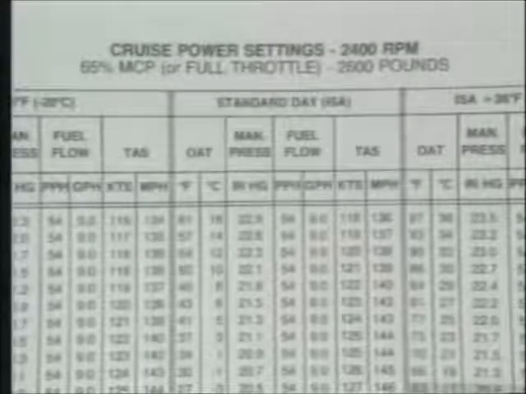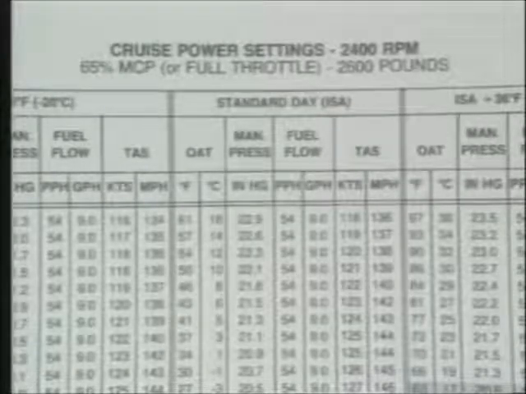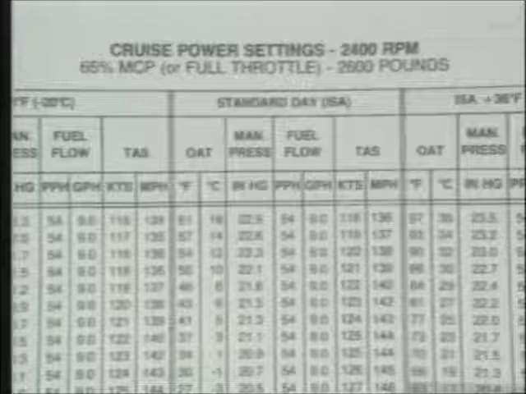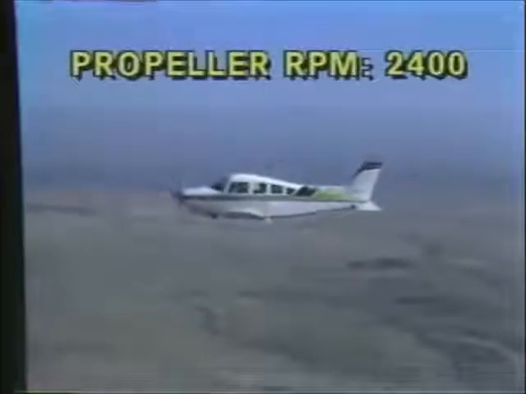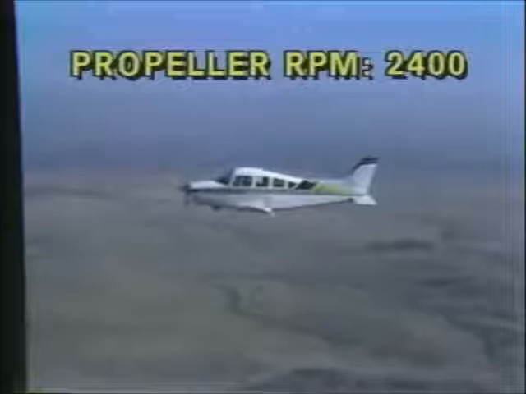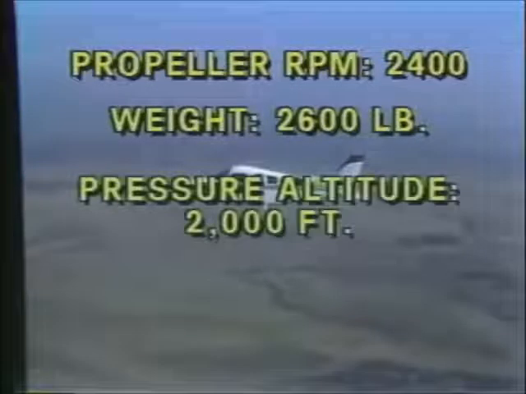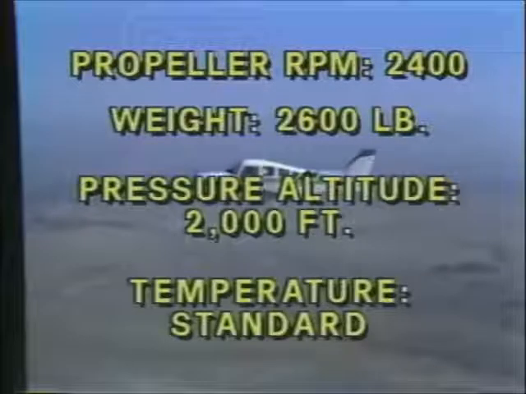Now let's examine a cruise performance chart for a Beechcraft Sierra. This type of chart is extremely useful for estimating the speed of your airplane as well as the fuel consumption at various altitudes and power settings during cruising flight. For this problem, let's assume the following conditions exist. The propeller will be set to 2,400 RPM. The airplane weighs 2,600 pounds. The pressure altitude is 2,000 feet, and the temperature is standard at this altitude.